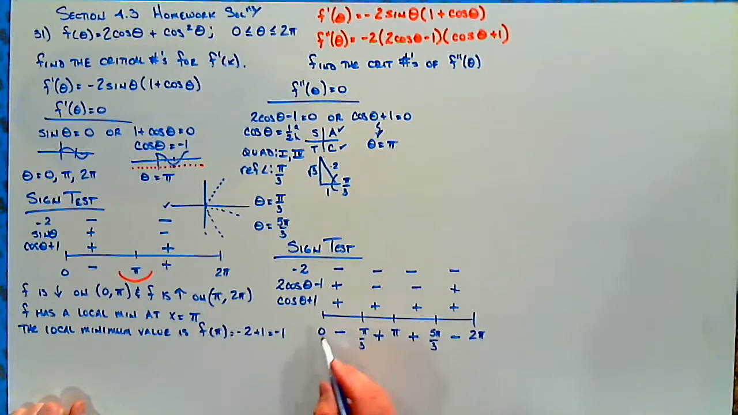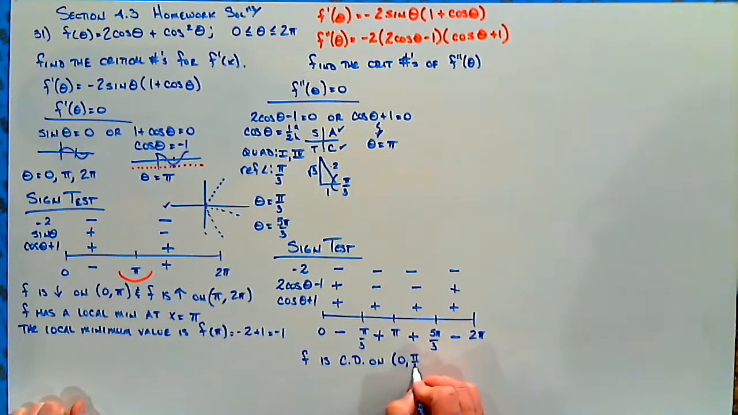So what are we going to conclude here? Well, we're going to conclude that f is concave down on 0 to pi over 3 union 5 pi over 3 to 2 pi.